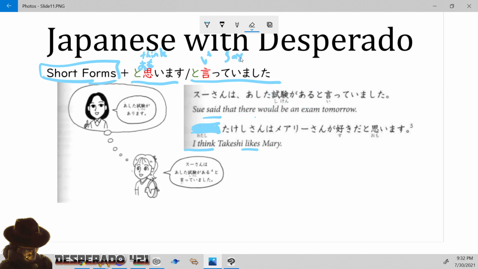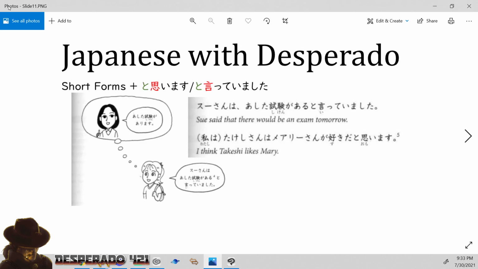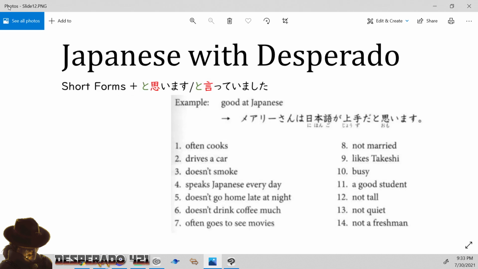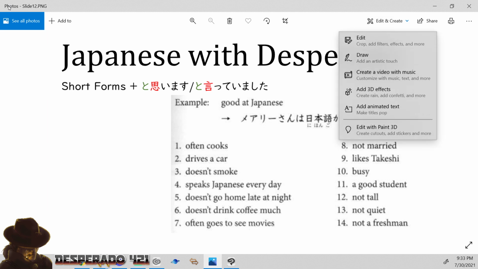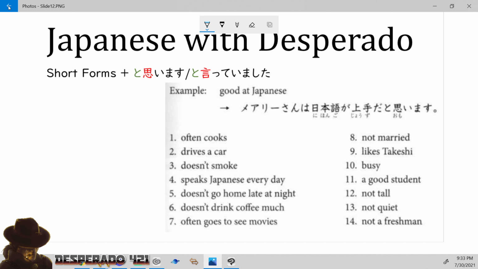Like I said, I'm going to make sure that you guys get this. I'm just introducing it right now. Sure, we'll probably start the next class with this very thing. Right. Let me go back here real quick, and we'll take a look at the next page. What we're going to try and do, and I have an example right here, is use to omoimasu, so I think.